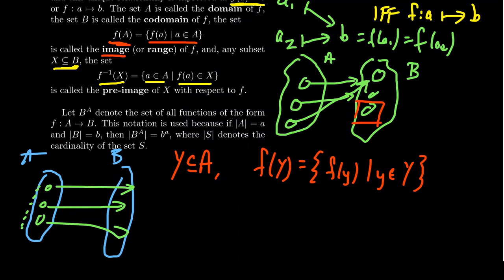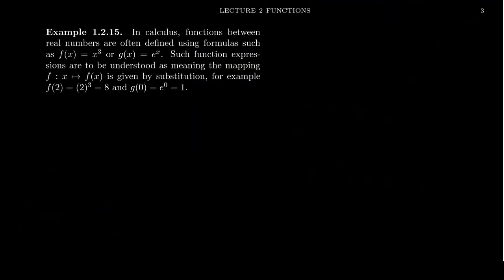And so if you put all those together, because these are independent choices for your general function, you're going to have b times b times b times b times b. How many b's are there? Well, there's a many b's, and that's b to the a right there. So let's look at some examples of functions.